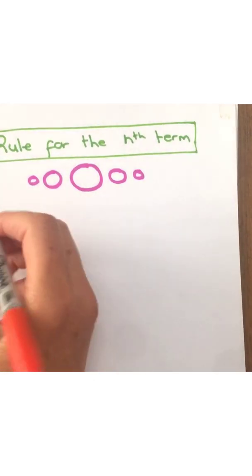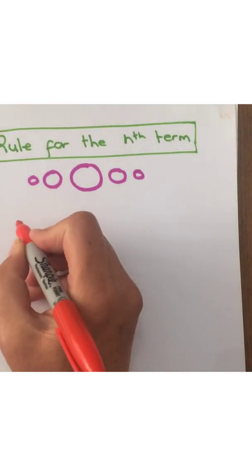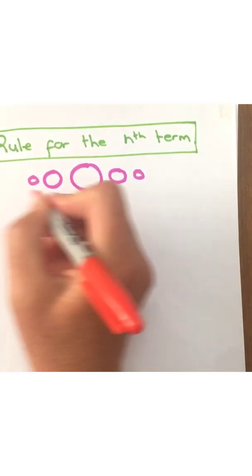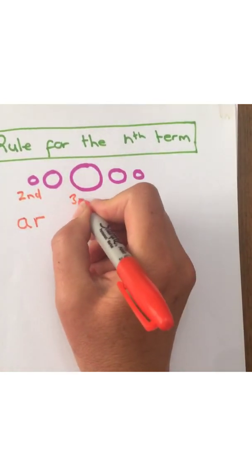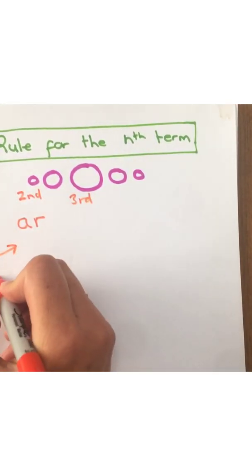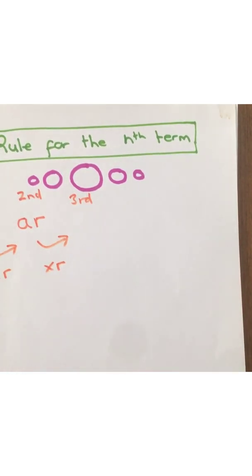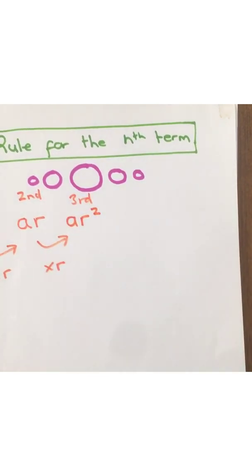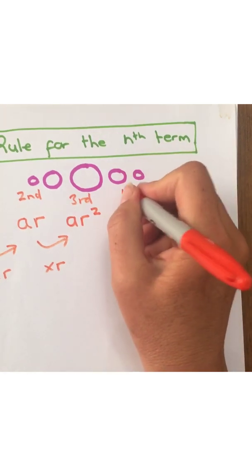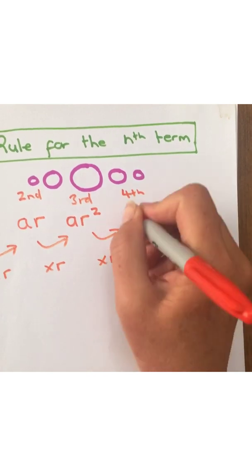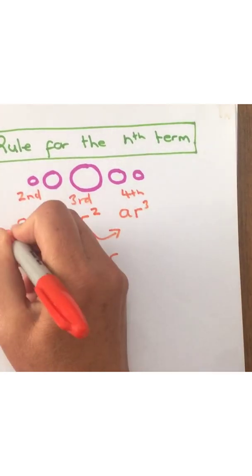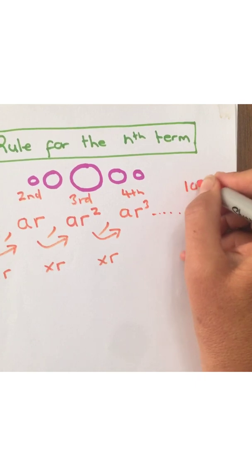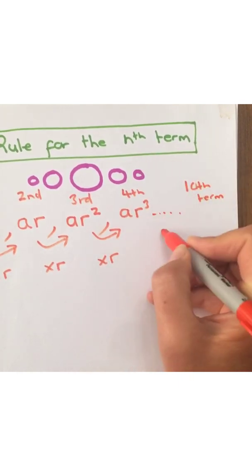The first term is A. The second term is A times R. So this is your first term, this is your second term. We're timesing by R to get from one term to the next, common ratio R. Your third term, times by R again, you get A times R times R, so AR squared. The fourth term, again you times by R, so you get AR cubed. So this is your sequence of numbers, and it will carry on going the same, just multiplying by R each time.